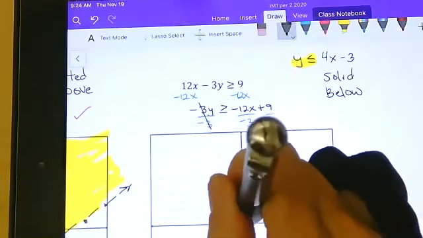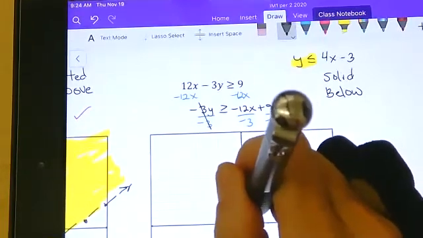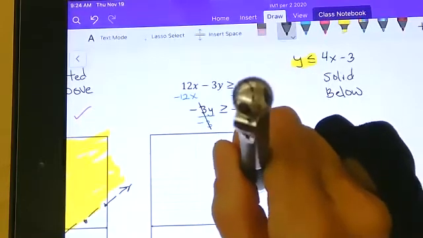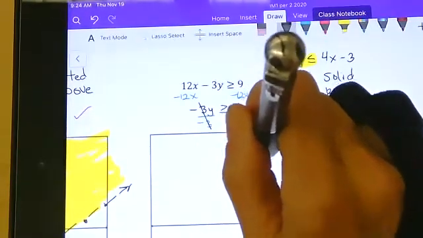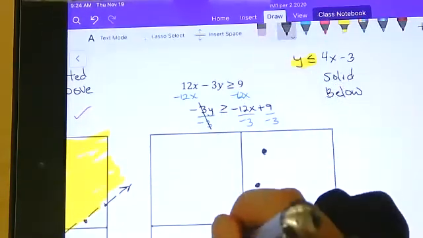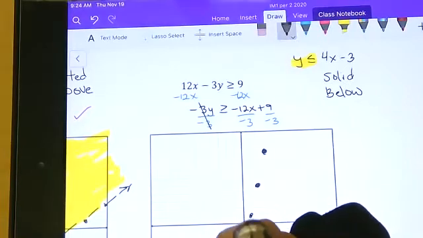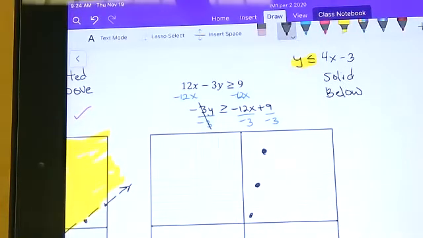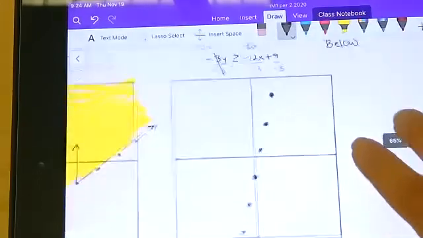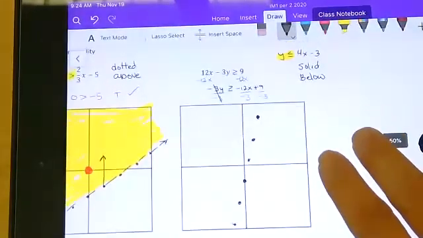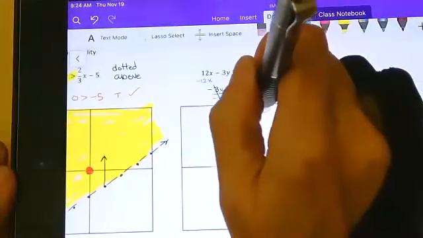Slope up 4 over 1. 1, 2, 3, 4 over 1. So there's the points where my line's going to go. I'm going to graph it as a solid line.